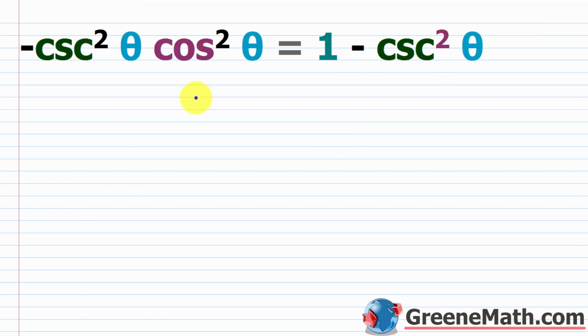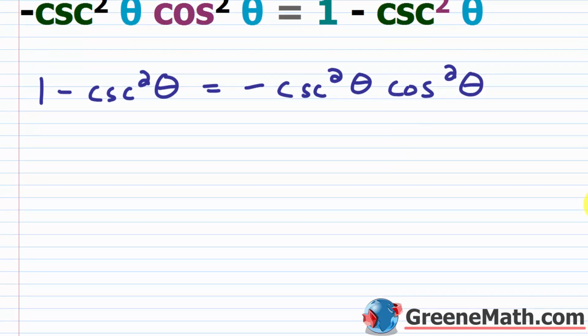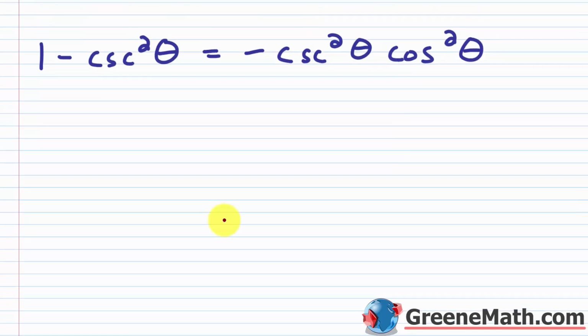I'm going to flip the sides here. I'm going to put 1 minus cosecant squared theta is equal to negative cosecant squared theta times the cosine squared theta, okay? So what I'm going to do first is just take this side right here and express it in terms of sine and cosine. Again, for a lot of these problems, that ends up being all you really need to do to end up with a solution.